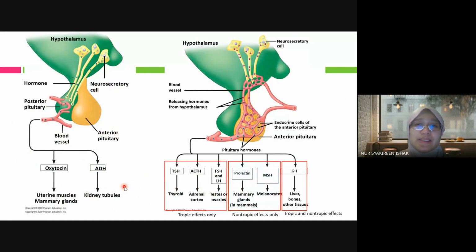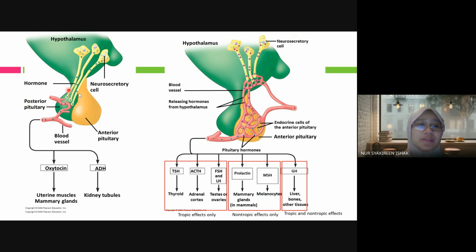Okay, so this diagram shows you how these two pituitary glands differ. This is the hypothalamus, kan? So the hypothalamus, hanging from there is the pituitary gland. We have the anterior part, and we have the posterior part.